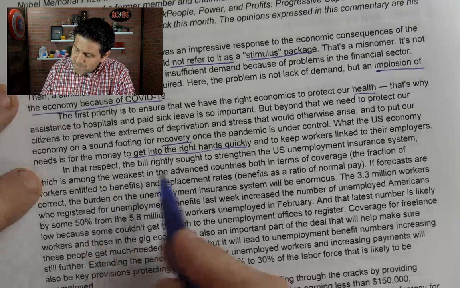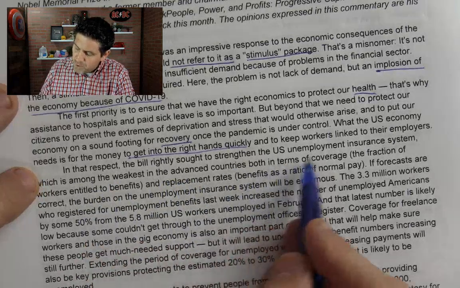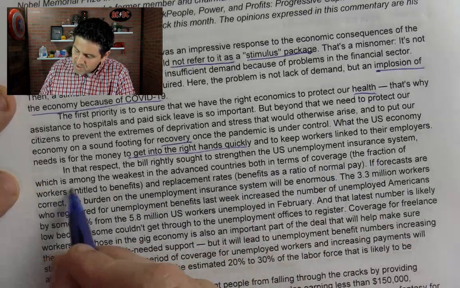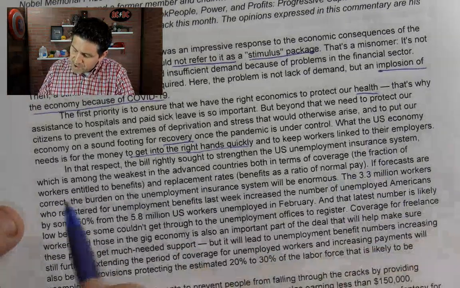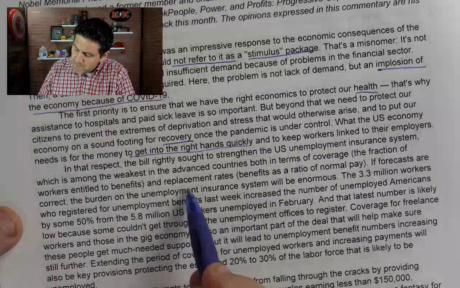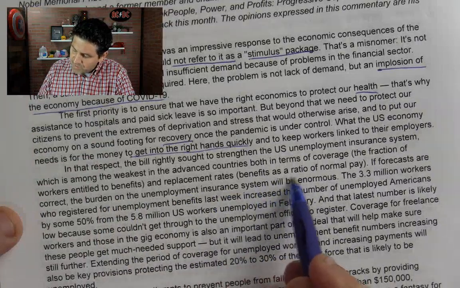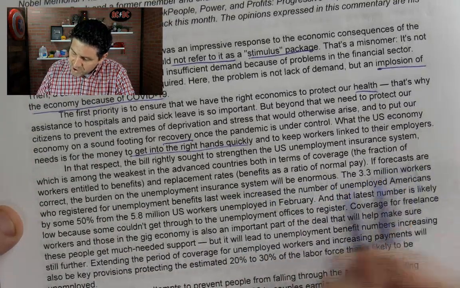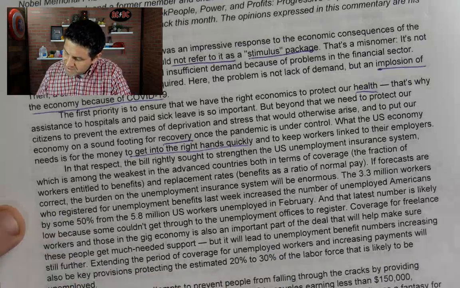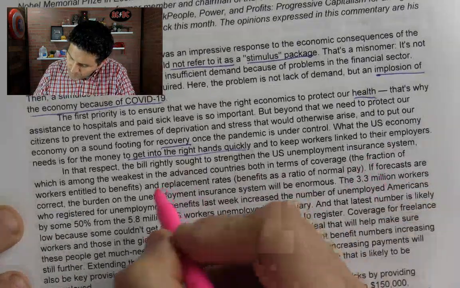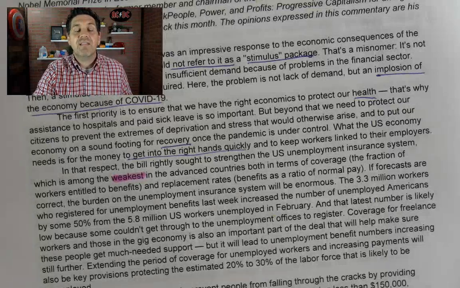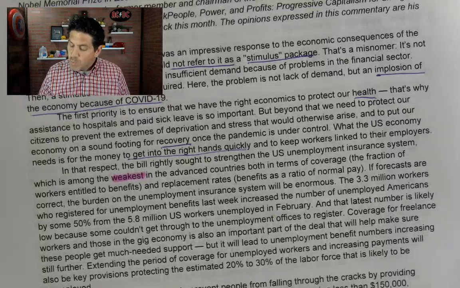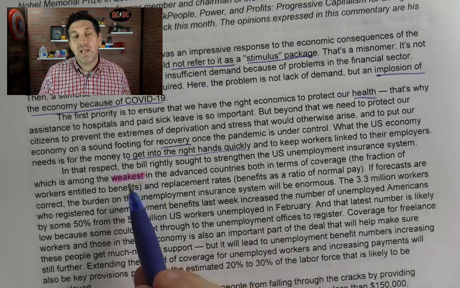In that respect, the bill sought to strengthen the U.S. unemployment insurance system, which is among the weakest in advanced countries, both in terms of coverage, the fraction of workers entitled to the benefits, and replacement rates, which is benefits as a ratio of normal pay. So a little bit of this is a bit biased, the word weakest. That gives you an idea. I mean, it is true. And if you didn't know this, the United States has very weak unemployment benefits compared to especially countries in Europe.